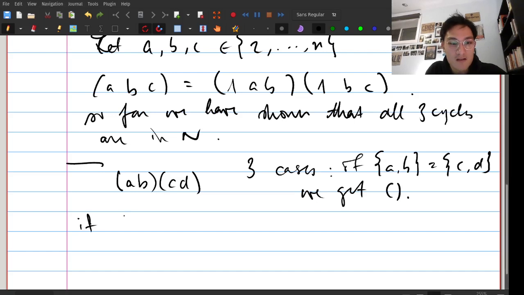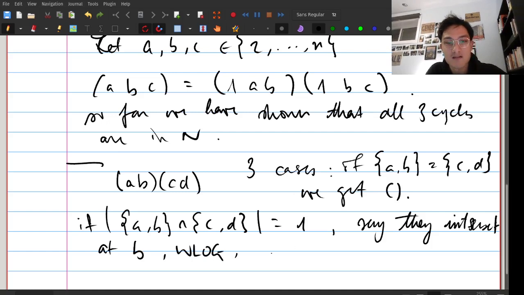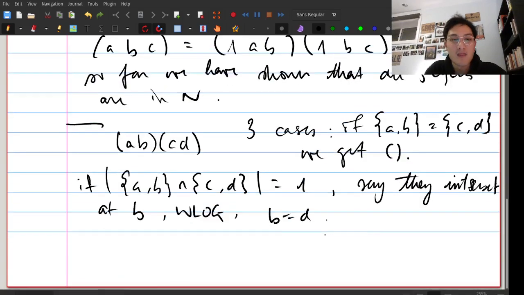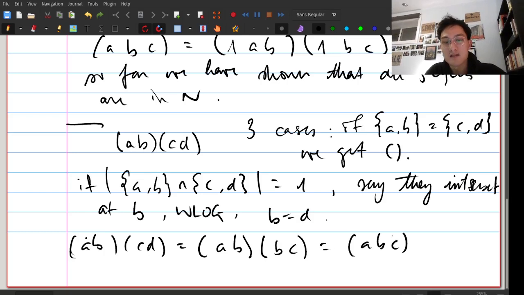If the, say, {a, b} and {c, d} intersection has size 1, say they intersect at b without loss of generality. So I guess, let's say b equals d. Okay. Then (a b)(c d) is equal to (a b)(c b). (c b) is just (b c), which is (a b c). So that's obviously a 3 cycle.